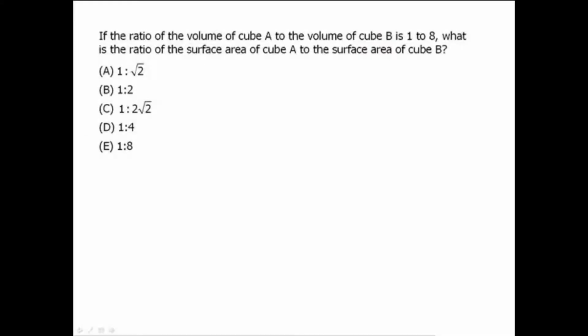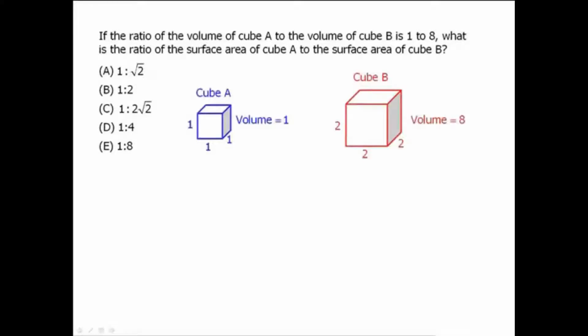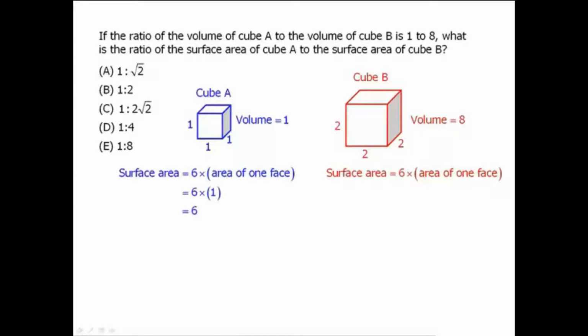Let's begin by finding two cubes that have a volume ratio of 1 to 8. Here are two such cubes. So now let's compare their surface areas. The surface area of a cube will equal 6 times the area of one face, since each cube has 6 identical faces. In cube A, the area of one face will be 1 times 1, which is 1. So cube A has a total surface area of 6. For cube B, each face has a surface area of 2 times 2, or 4. So here we see that the total surface area will be 24.